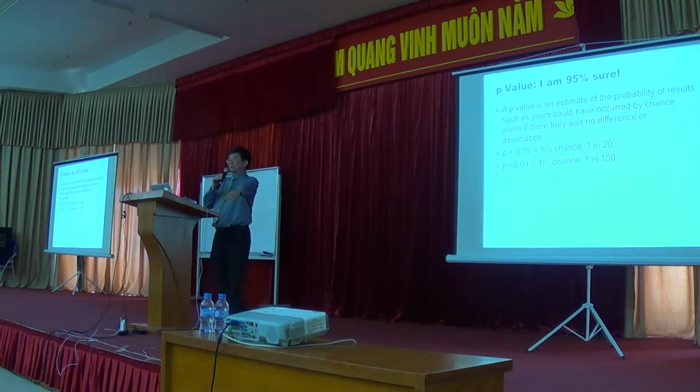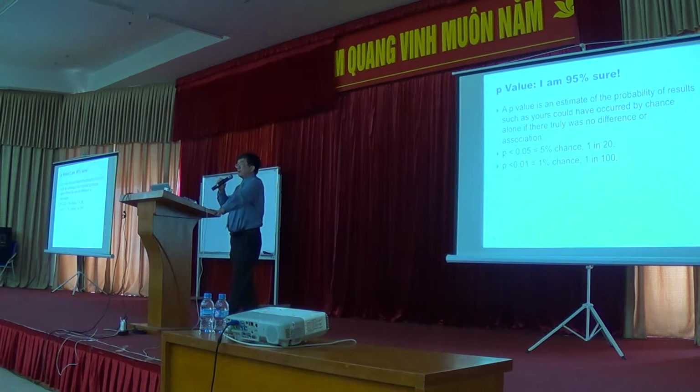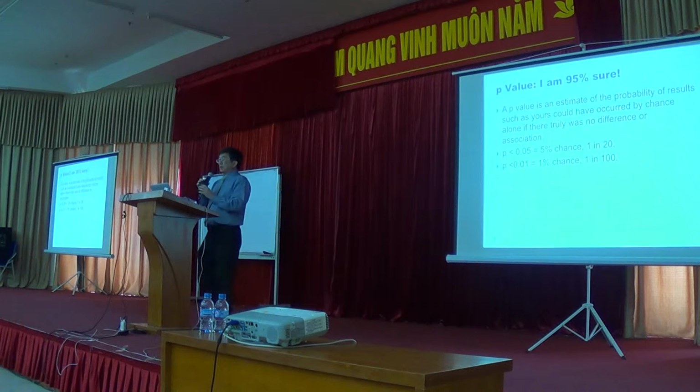So p-value, I'm 95% sure. So the p-value, less than 0.05, okay? Meaning that there's less than 5% chance that I am wrong. If the p-value is less than 0.01, means that I have less than 1% chance that I'm wrong.